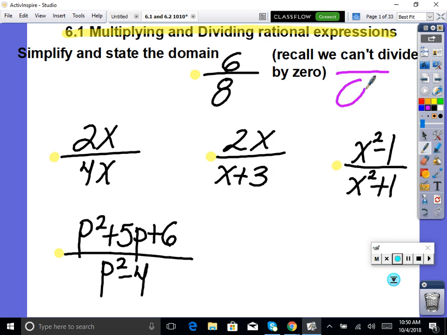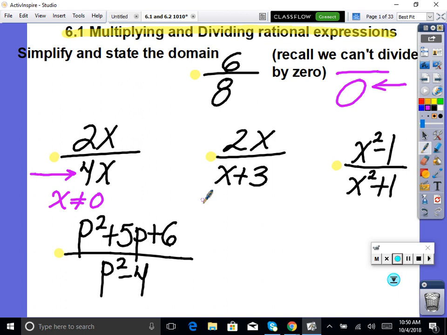When it comes to domain, that means what can I plug into the function if I wanted to, or into the expression if I wanted to. Well, we cannot divide by 0. So if we were to plug in a 0 down here, wouldn't that be bad? 4 times 0 would be 0. So our restriction here would be x cannot equal 0. Is everybody good with that?